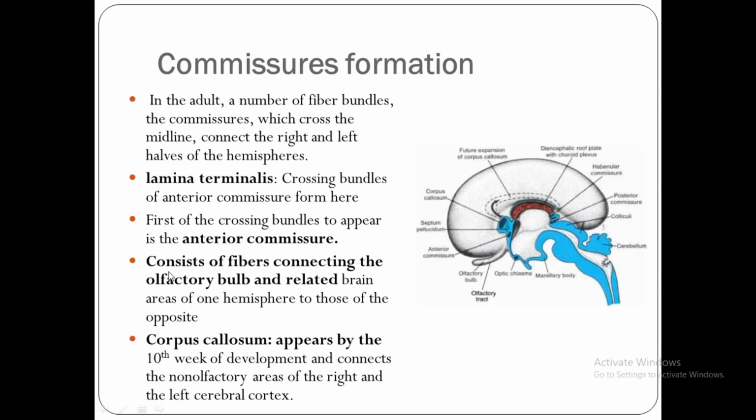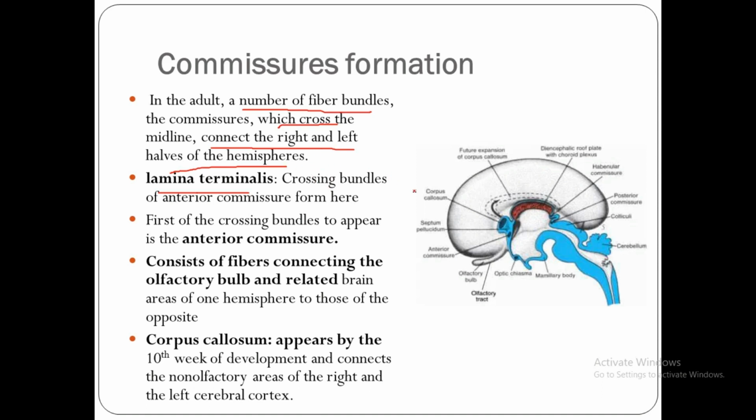Now, what is commissure formation and what are commissures? When you look at the adult central nervous system, you will find an innumerable number of fibers or bundles which cross from one side to the other, connecting the right and left halves of the cerebral hemispheres. Commissure usually means the connecting fibers in the central nervous system.